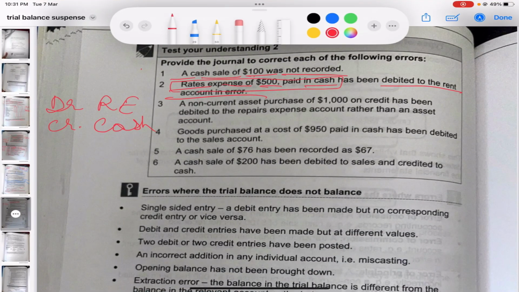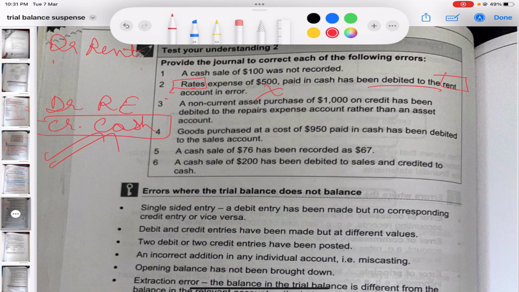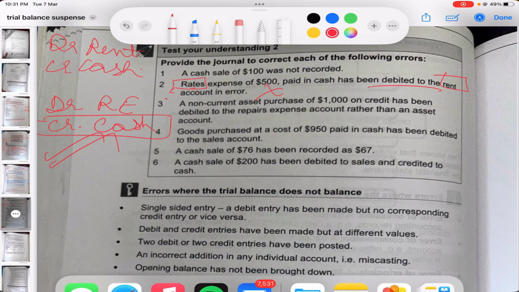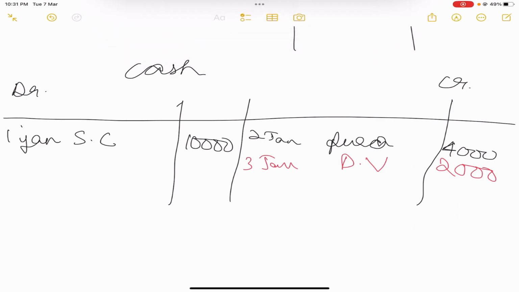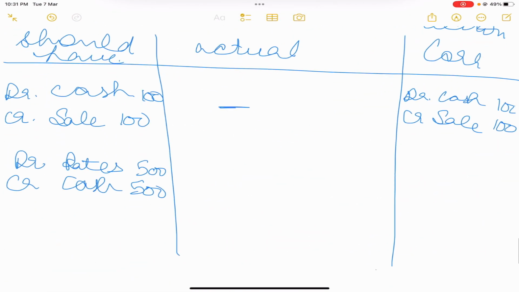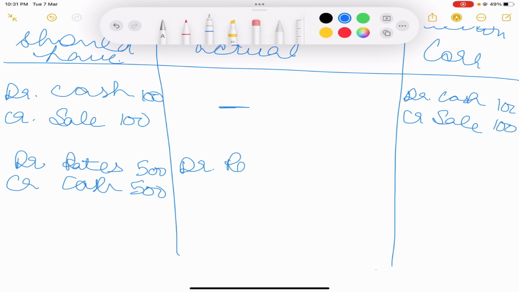Okay. And what have they done? Has been debited to the rent account in error. Okay. So instead of debiting the rates account, they have debited the rent account. Is there anything mentioned regarding cash? Nothing is mentioned regarding cash, which means cash has been correct. So what entry did they do? They debited rent. Nothing is mentioned of cash, so they credited cash and the cash entry was correct. So what is the actual entry which they did? They did debit rent, credit cash, 500.